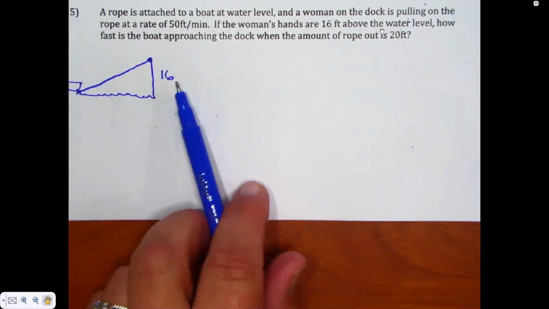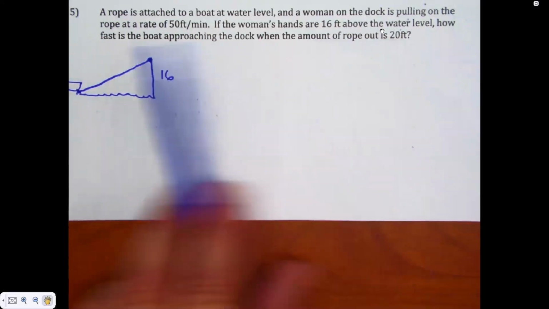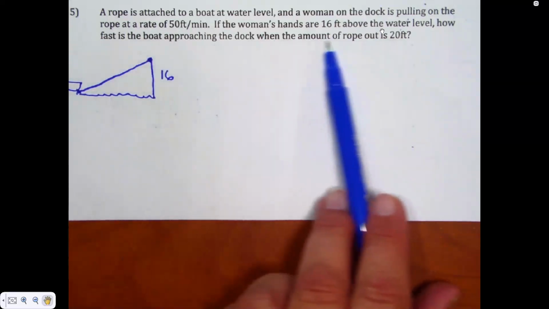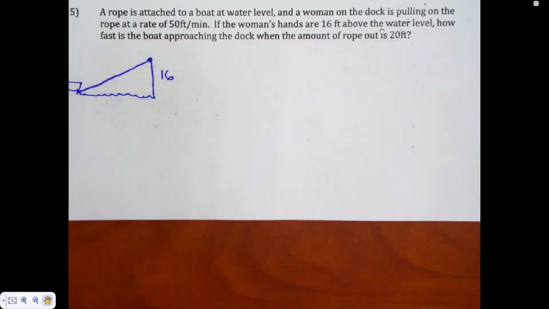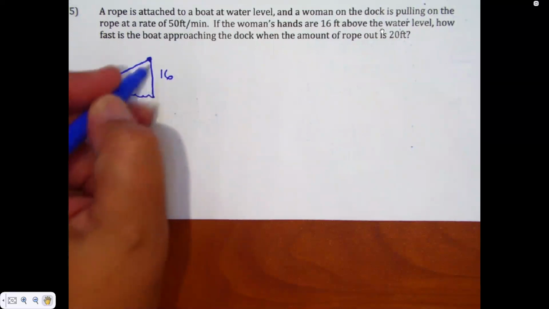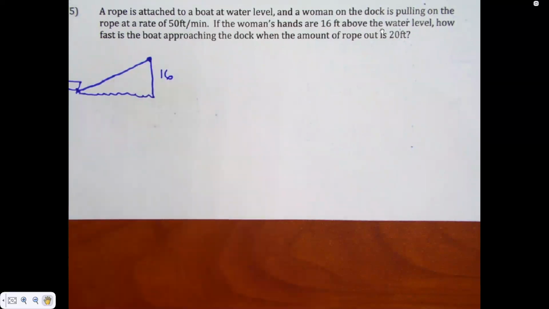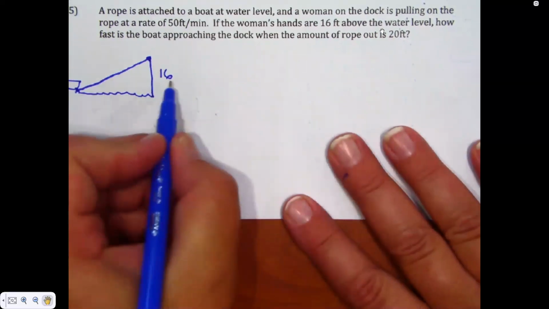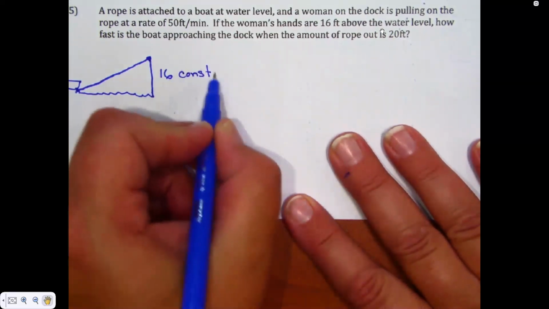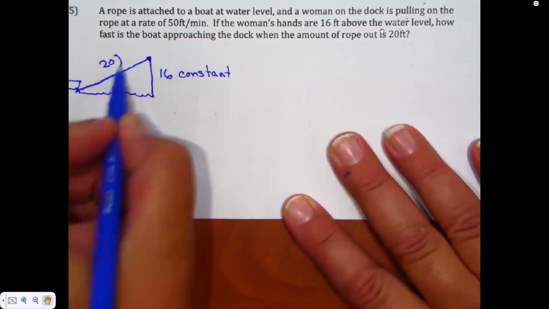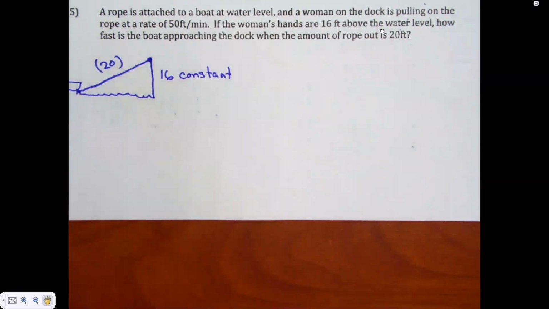That's 16. Now, how fast is the boat approaching the dock when the amount of rope is 20 feet? The 20 is constantly changing, right? Because she's pulling it in. But at the moment in time where we want our problem, it's 20. What about this height? Is this height ever changing? No. So keep in mind, this guy's going to be a constant. We're going to put this in right away. The 20, sometimes I put it in parentheses, that's always changing, and we'll use that after the derivative. But the 16 is never changing. So we can actually use that right away.